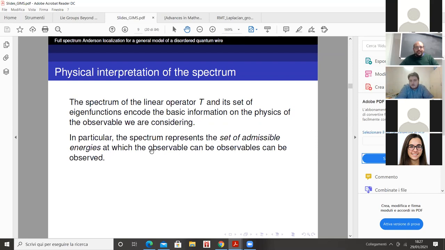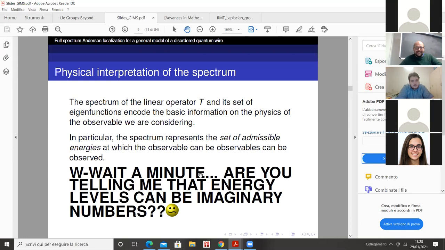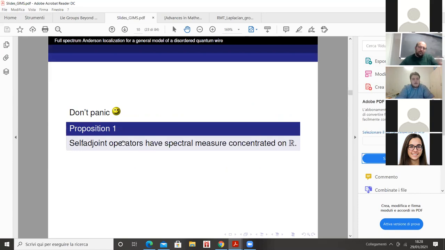Yes, I know what you guys are thinking. I mean, energy levels can be imaginary numbers since we define eigenvalues for complex numbers. No, because for a self-adjoint operator, the spectral measure is concentrated on the real line, so the spectrum is real. And of course, you have the exact same property for symmetric matrices. You will remember from the linear algebra course that symmetric matrices have all real eigenvalues. Okay, so these are eigenvalues.